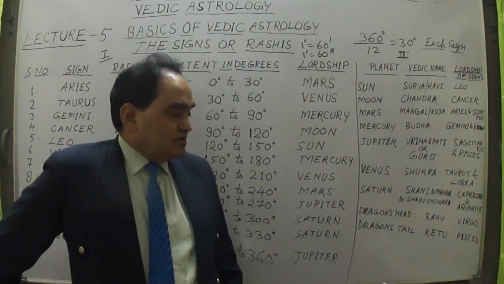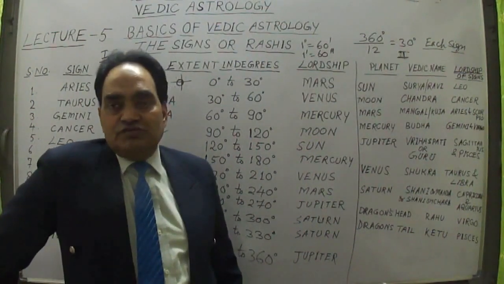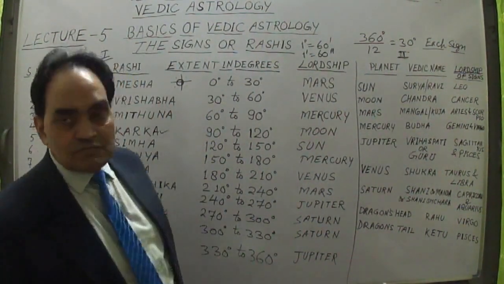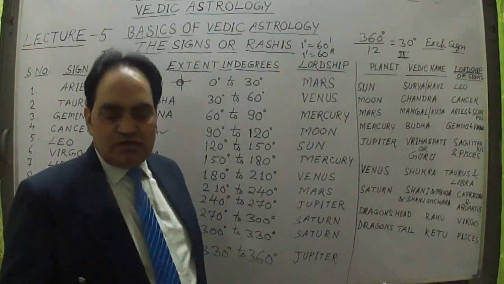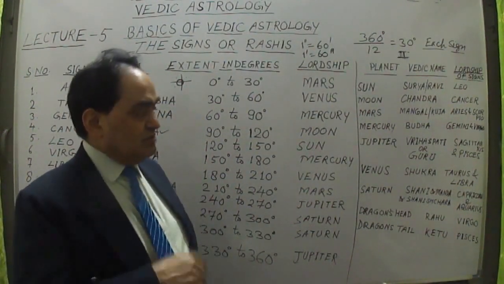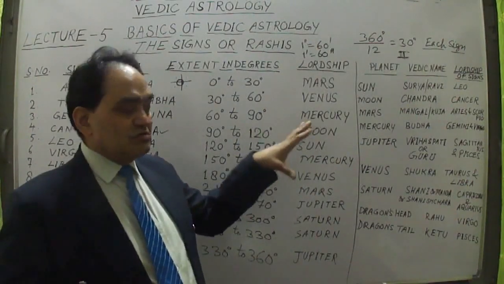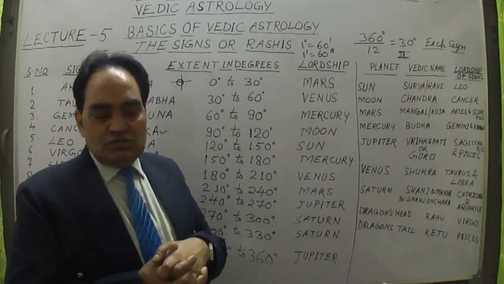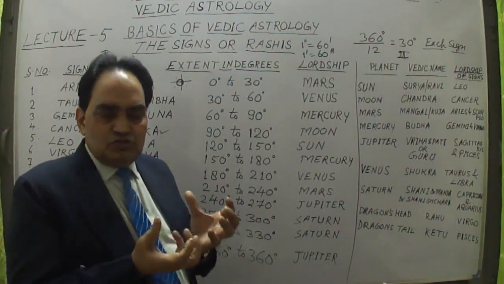Rahu and Ketu are the lords of Kanya Rashi and Dhanu Rashi. So these two Rashis are lorded by Rahu and Ketu, separately we say. Otherwise these are very important points: which is the lord of which sign? Then we can have mastery over predictions.